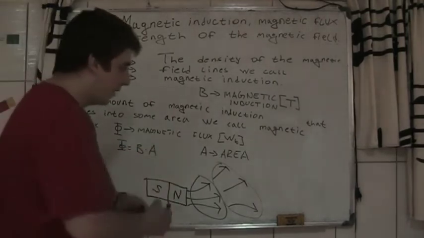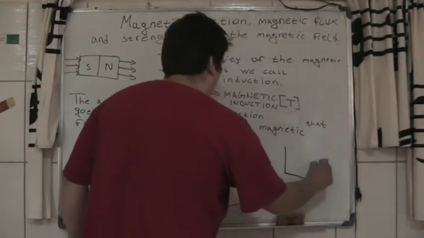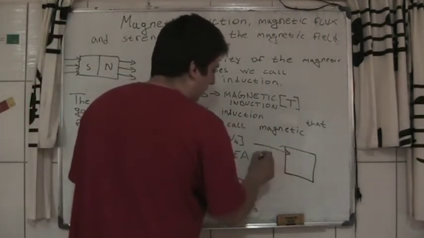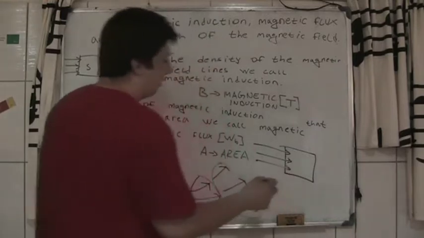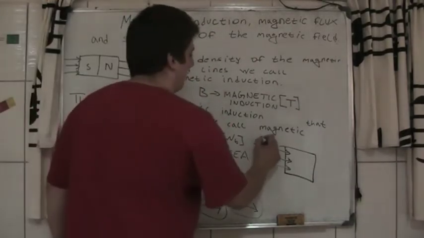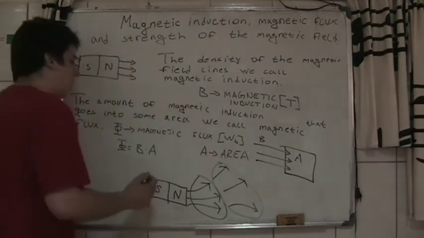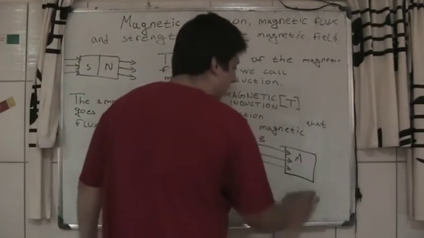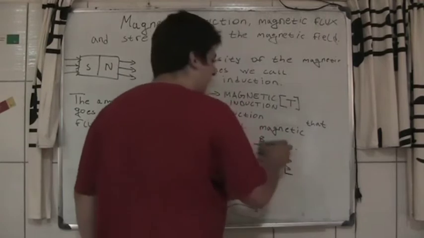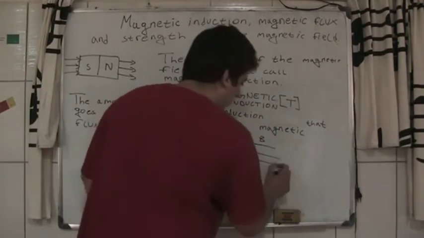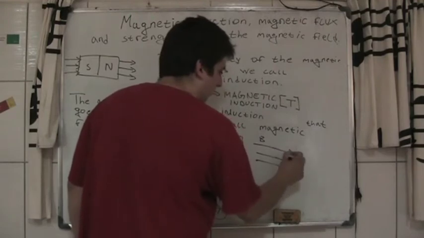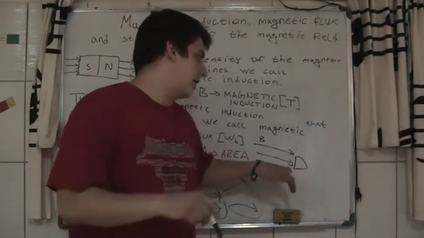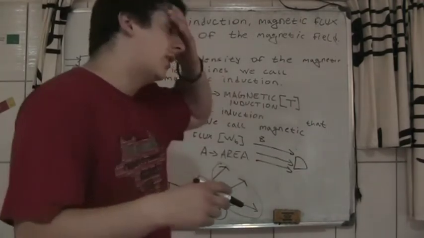A is the area. So, for example, you have here an area, and you have magnetic inductions like so. This is the magnetic induction B, this is the surface area A. So magnetic flux is going to be B times A. So if you make this surface area smaller, like so, then you will have less magnetic induction going into this surface area.